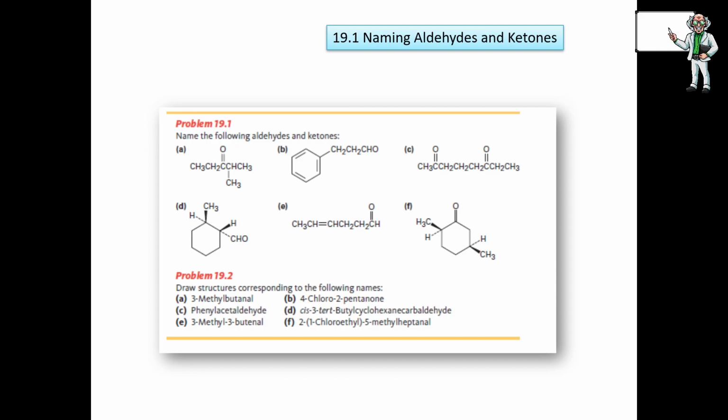What we can do is problem 19.1 now. Here we have a ketone. The main chain will be this: 1, 2, 3, 4, 5. That means there will be a pentanone, and the oxygen is in position 3, whatever side we choose.